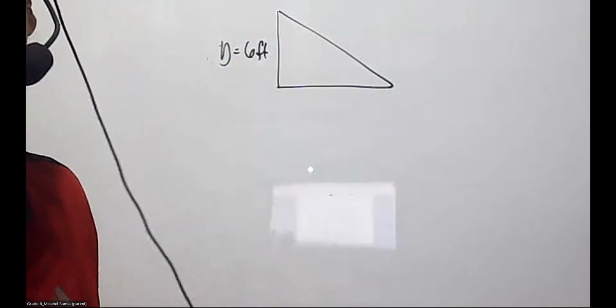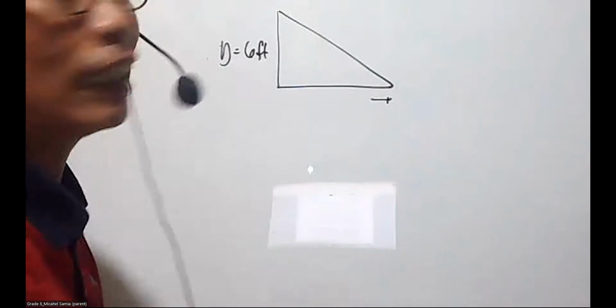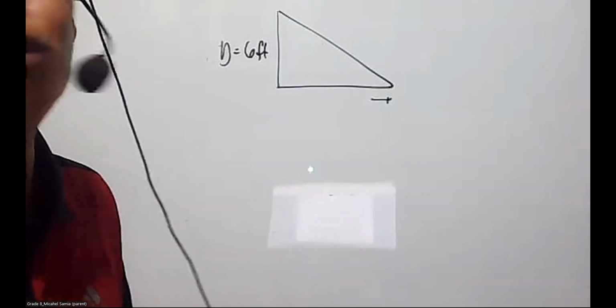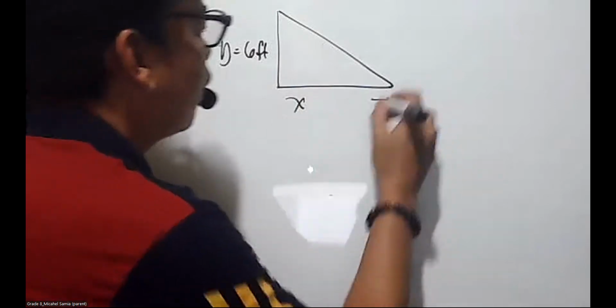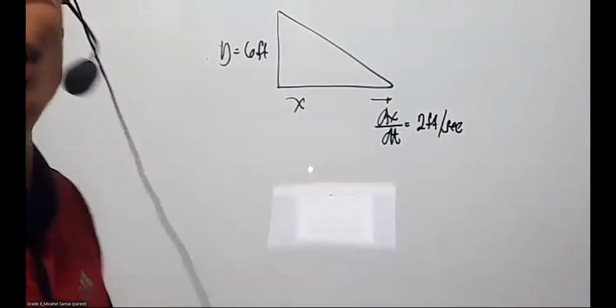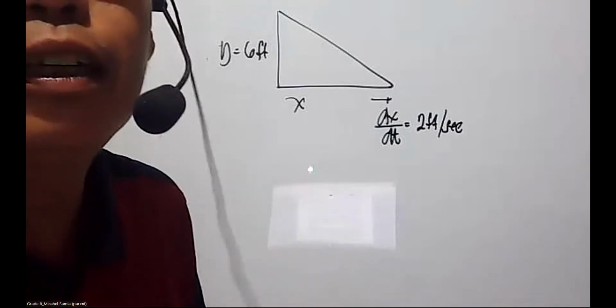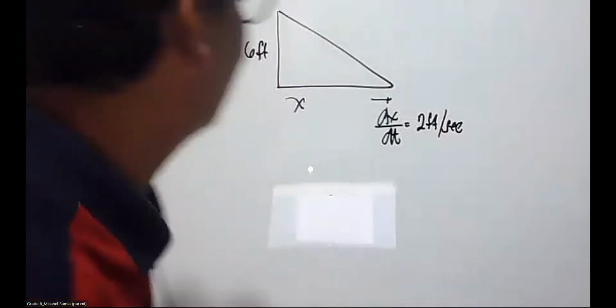The other one is moving, or increasing, at the rate of 2 feet per second. Let's say I'll be denoting this as x. Therefore, your change is dx/dt, which is 2 feet per second. And at a given measurement of your hypotenuse, which is equal to 10 feet. So these are the conditions.